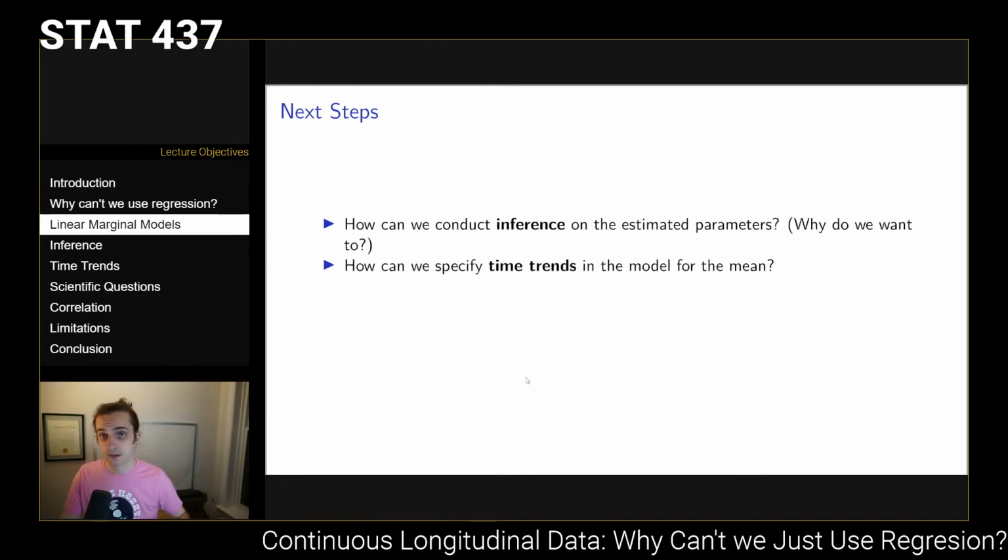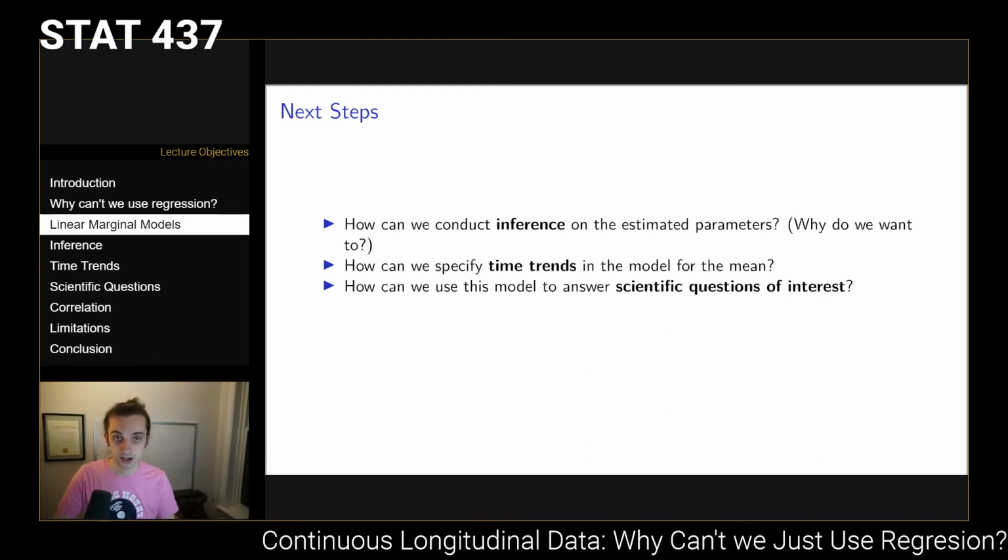The second is about these time trends. One of the big points of longitudinal data analysis is that we can capture the effect of time on an outcome of interest. So do these models accommodate different time trends? How do we accommodate different time trends in these models? The third is, can we specify scientific questions of interest and answer them? When we're thinking about linear regression, we have an outcome, we have some factors that we might care about, and we want to answer some scientific question about how those factors impact that outcome. Can we do the same thing here?